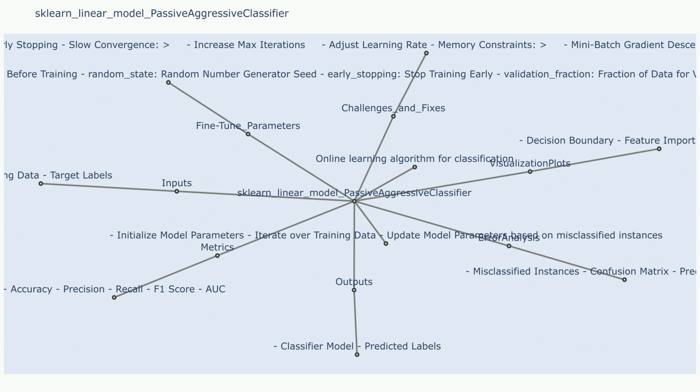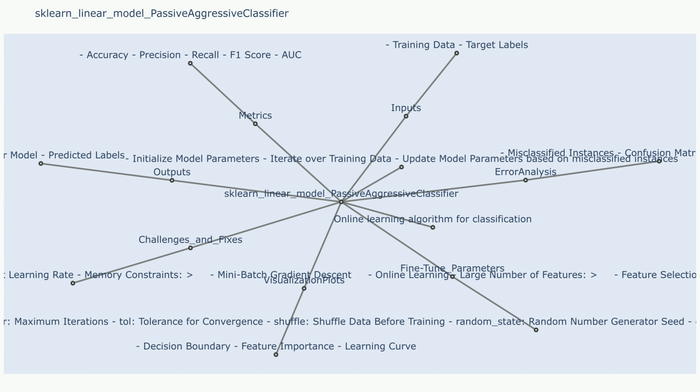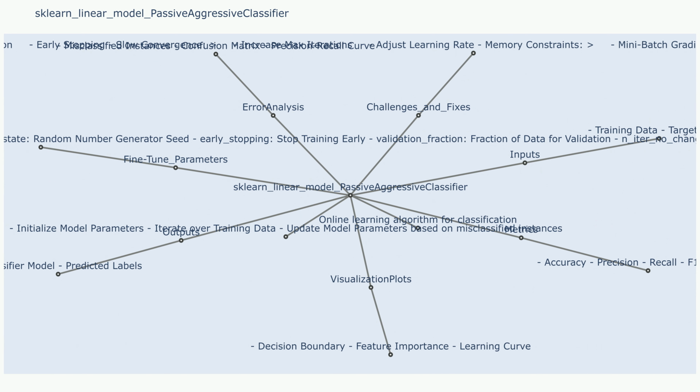A higher C value indicates less regularization, potentially leading to overfitting. Fit intercept. Whether to include an intercept term in the model. It's generally recommended to include it, as it allows for a better fit. Loss. The loss function used for training. Hinge is the default and suitable for binary classification, while squared hinge can be used for multi-class problems. Max iter. The maximum number of iterations for the training process.